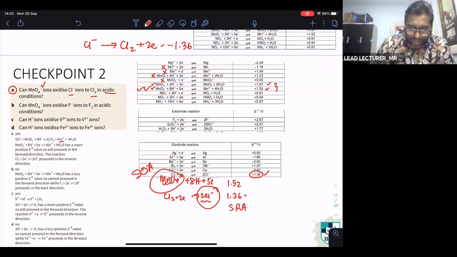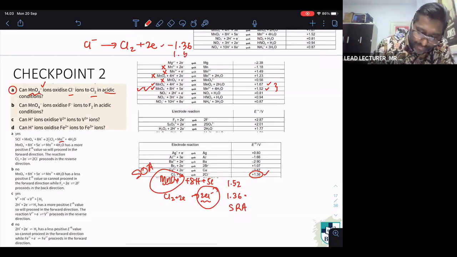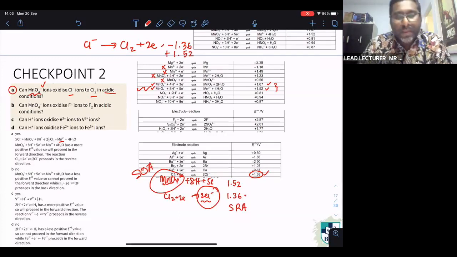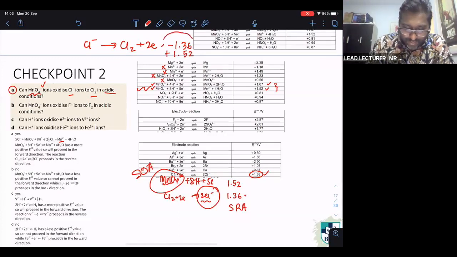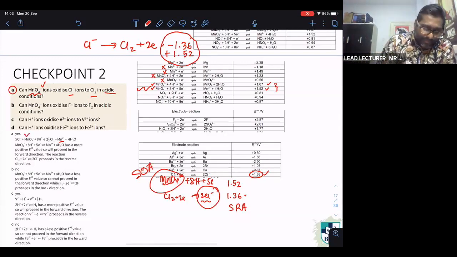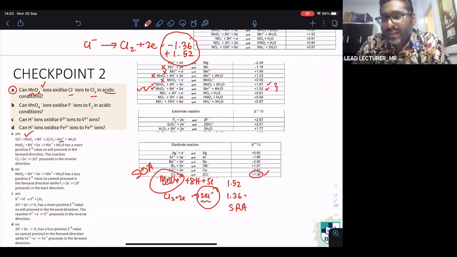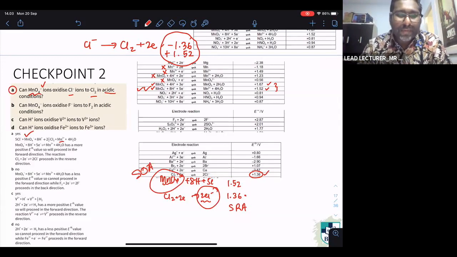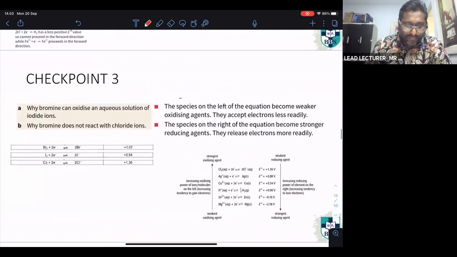So if I have MnO4 minus, then MnO4 minus is 1.64. It depends on which one you want to use. Let's say I use the 1.52. It's positive, so when I add, I will get a positive E value. If I get a positive E value, the answer is yes.